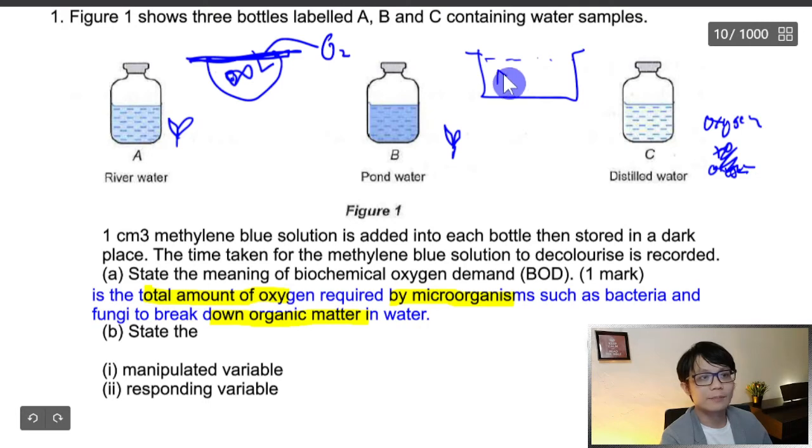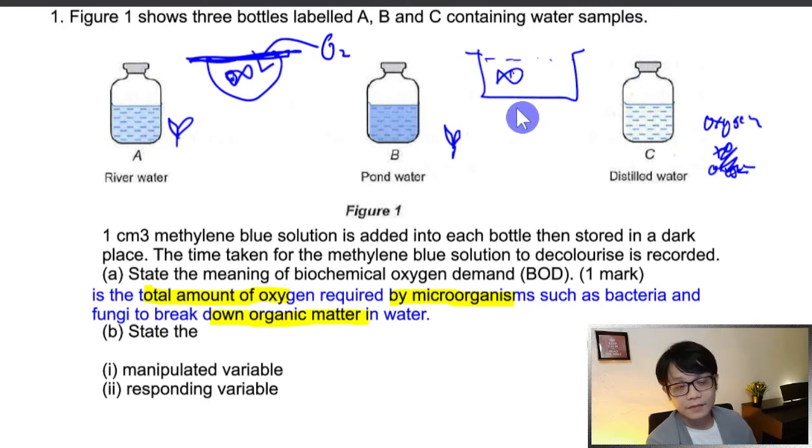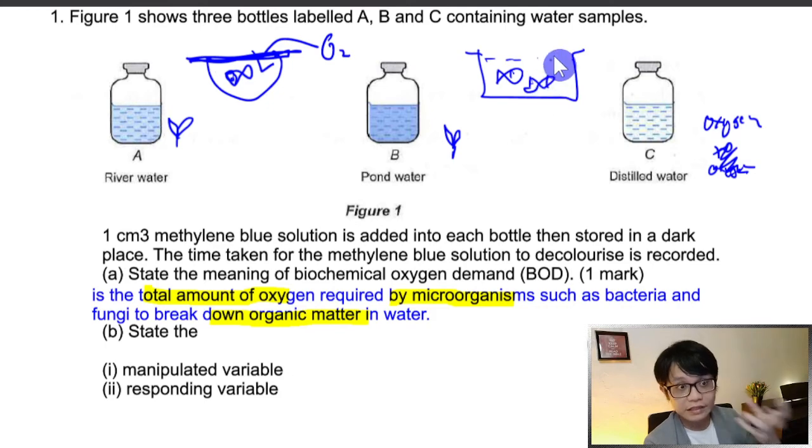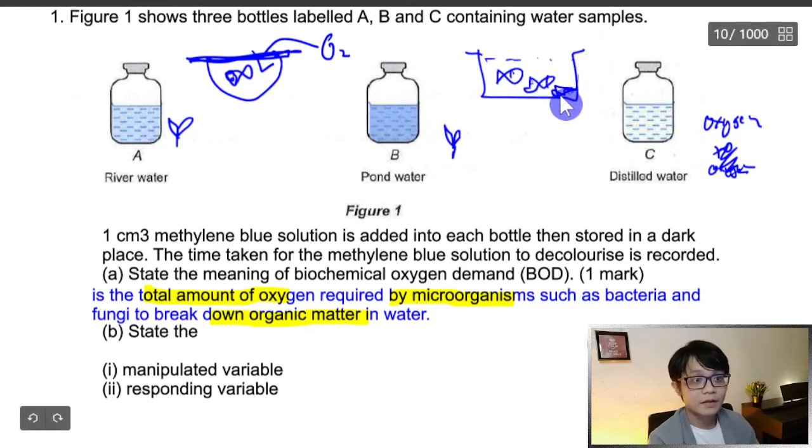So if you put guppy fish, it will probably survive, unless you close it. But sometimes you put a lot of fish, it will die because there's too many fish. You need oxygen, so you buy a pump. So the pump will pump the water, okay?